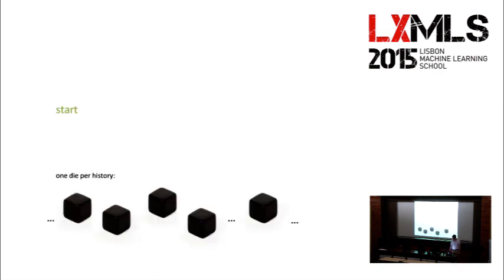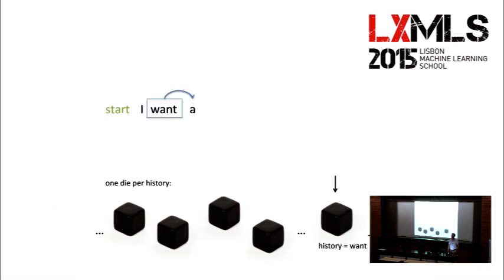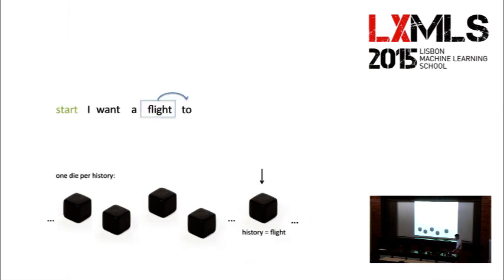If we want to look at what this looks like in our pretend physical universe, where wherever language is generated, somewhere in your head, there are these little people rolling dice. And there's one die for every history. The histories that we consider in this model are the previous words. So we have one die for every word in the vocabulary, and that corresponds to that word being the history. And then when we roll that die, we're picking the word that follows. So we pick up the start die, we roll it, and we get I. We pick up the I die, we roll it, and we get want. We pick up the want die, and we roll it, and we get a flight, and so on.